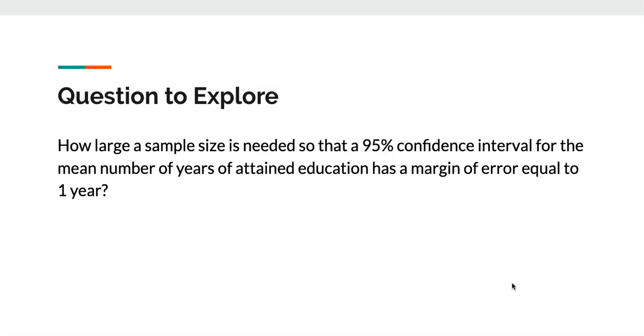So what's the question? How large a sample size is needed so that a 95% confidence interval for the mean number of years of attained education has a margin of error equal to 1 year? They're doing some kind of social science study, and this is the question that we should answer for them as statisticians. They're about to go out and collect some answers from these people, and they wonder, how many people should I survey? 50? 100,000? 500? We're going to tell them.